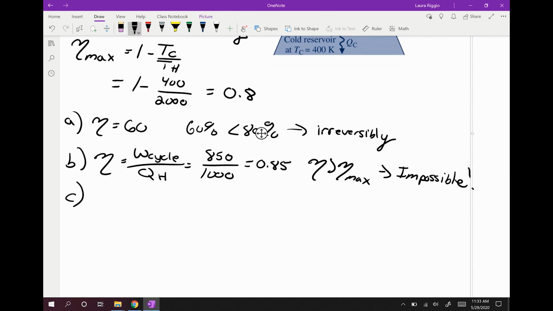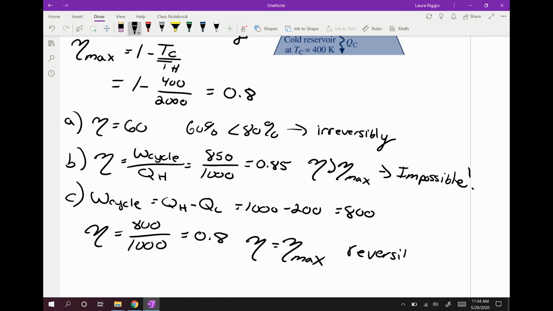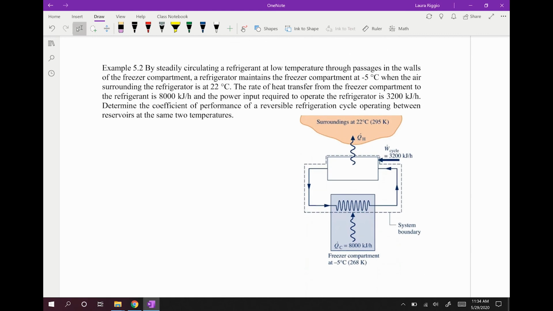The last case that we're given is QH is 1,000 and QC is 200. We can do our energy balance to get W cycle. We know that W cycle is equal to QH minus QC, which is 1000 minus 200, which is equal to 800, and our efficiency is 800 over 1000, which is equal to 0.8. Our efficiency is equal to our max efficiency, so our cycle operates reversibly.